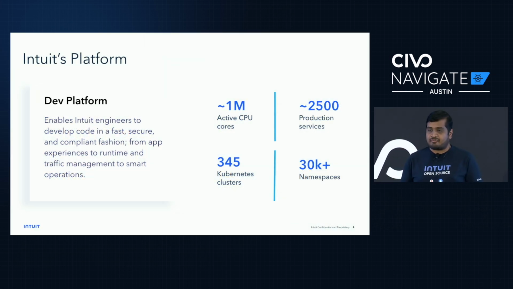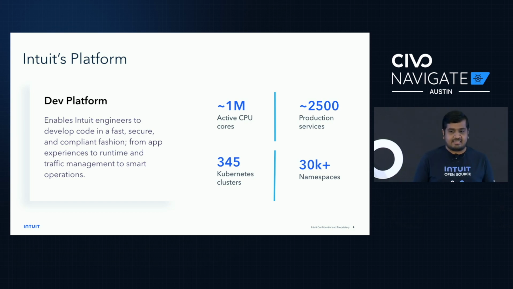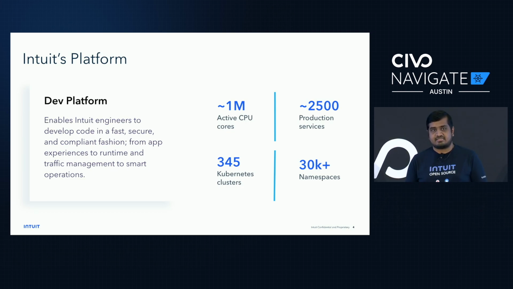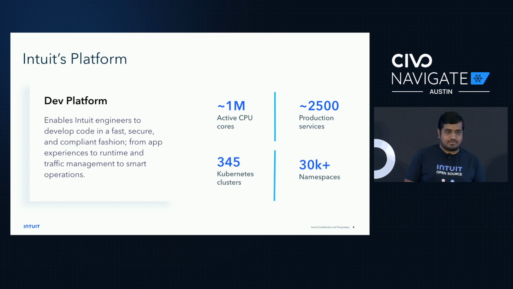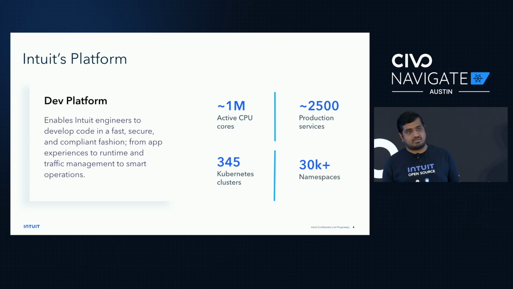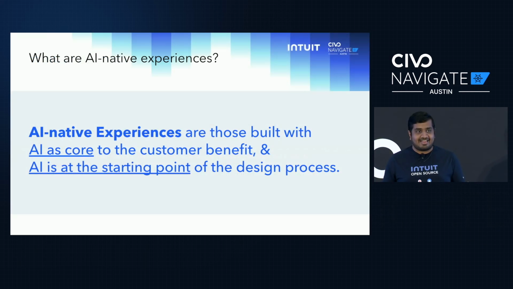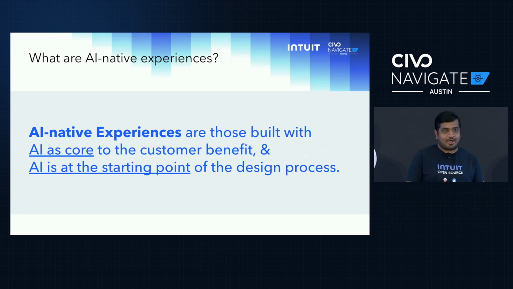Through our platform. Our platform runs at hyperscale. We have over 1 million CPU cores, over 2,500 services in production, 345 Kubernetes clusters, 30,000 namespaces, and a lot more that you will see. So that's about Intuit, what the products do, and where they run. Today we are going to talk about AI native experiences, the hot topic.